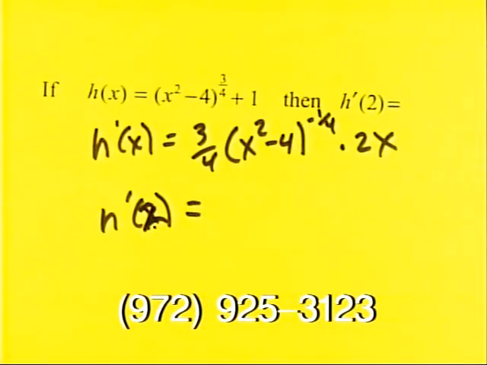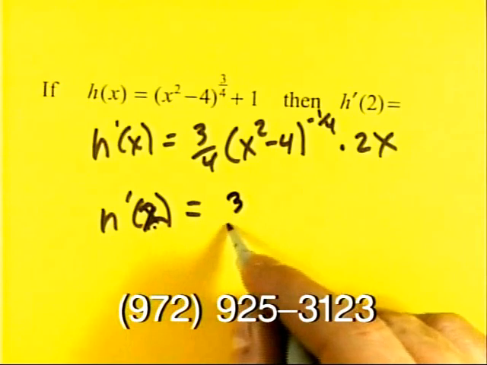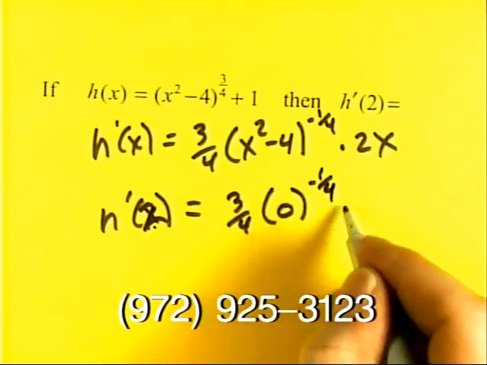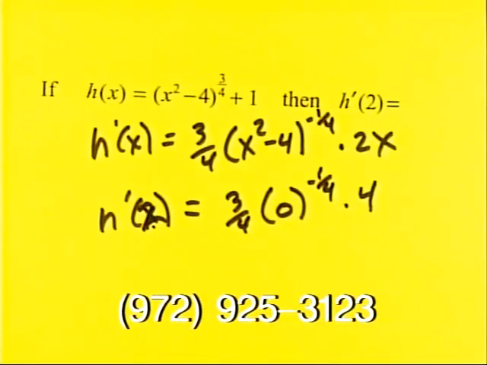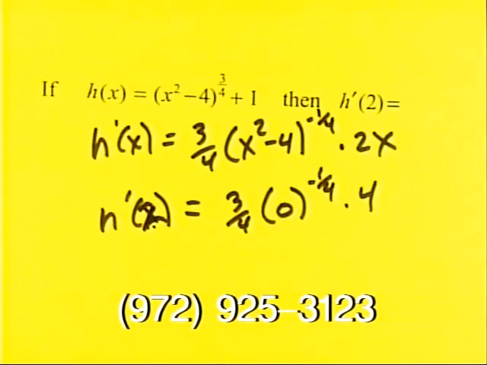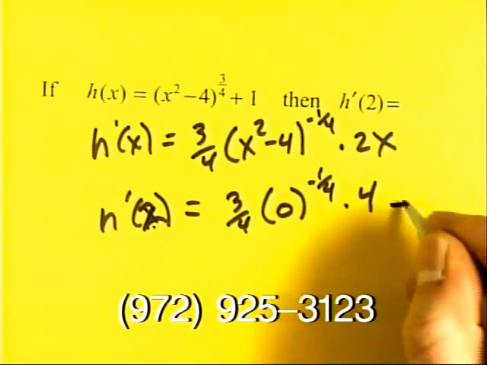How would you do it without a graphing calculator? We just plug in the 2 where we see an x. Okay, so it's 3/4 times 0 to the negative 1/4 times 4, right? Yes. So what's the correct answer? The answer is 4, because it's 0 times 4. Wait a minute, 0 times 4 is just 0 then. It's going to be 0, right? Yeah, I thought it was plus.